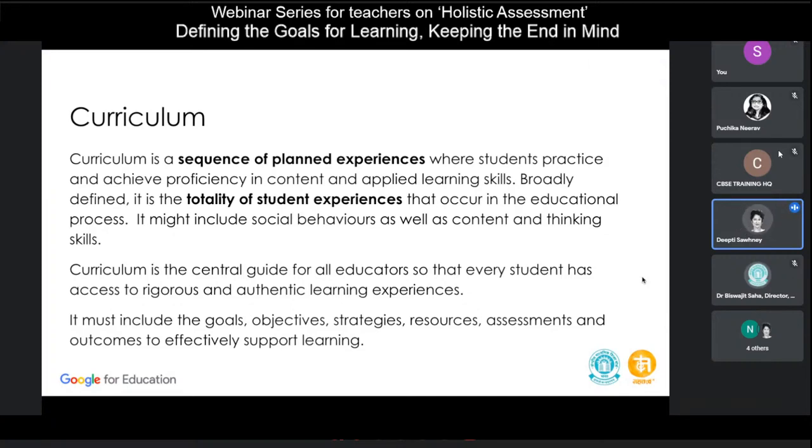That is the most important thing, because when we talk about the curriculum, the disruption in the class on that day, that is also included in the curriculum. So the totality of the students' experiences is what consists of the curriculum. So it has your social behaviors, it has the content, it has the thinking skills, it has the competencies, everything is included in that curriculum.